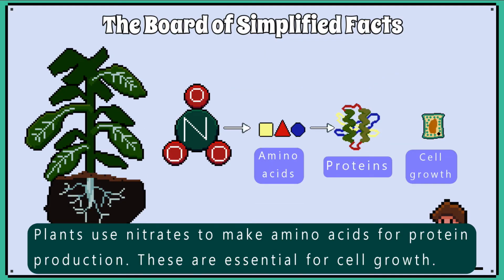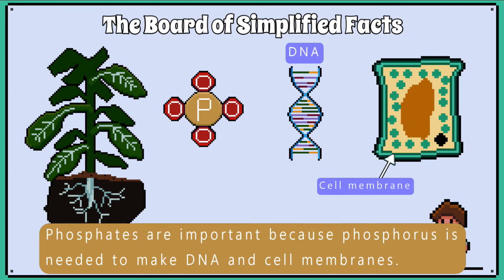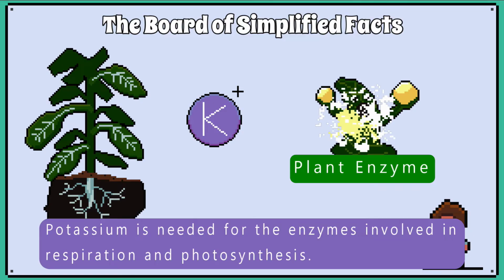Plants use nitrates to make amino acids for protein production. These are essential for cell growth. Phosphates are important because phosphorus is needed to make DNA and cell membranes. Potassium is needed for the enzymes involved in respiration and photosynthesis.